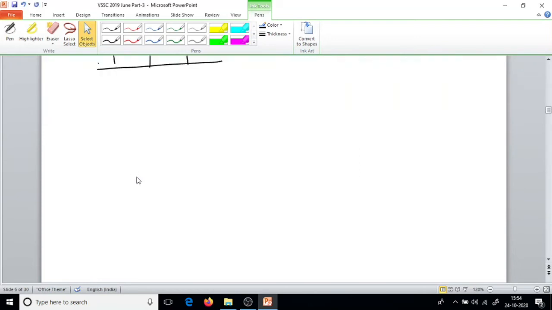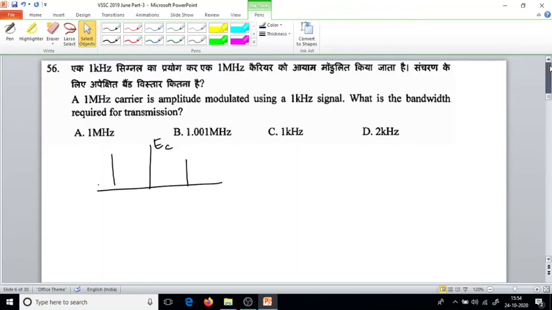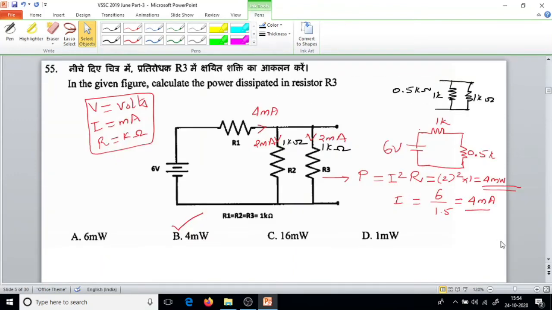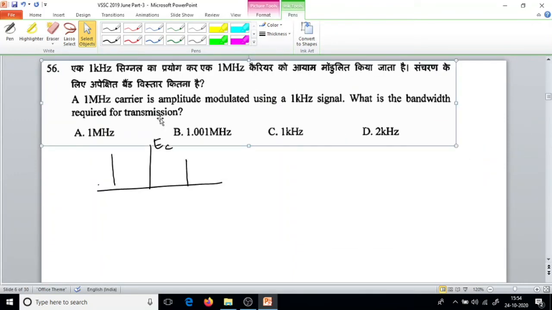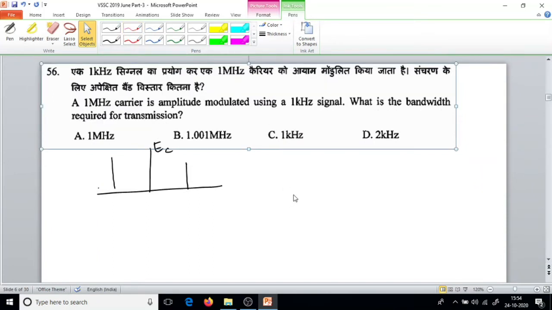Sorry. There will be two sidebands. I'm not so familiar with the tool, so that's the difficulty I'm having.